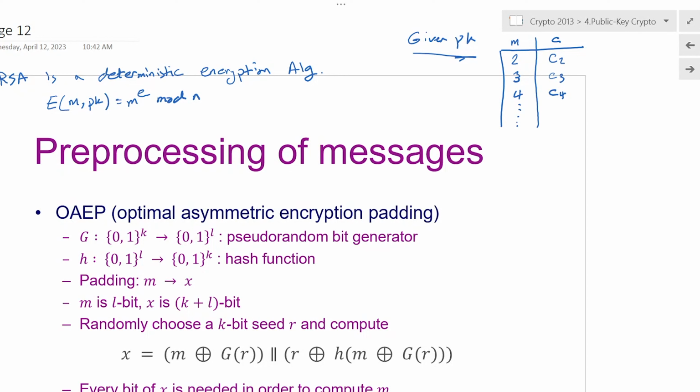So you can start to run your laptop for a day or two, a month, and then try to pre-compute some of those values. And in some cases, you might get some success, get to know the value of the corresponding ciphertext. So this is an issue. You need to address this one.